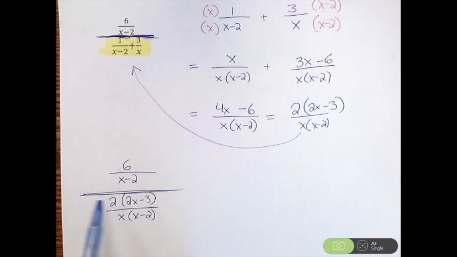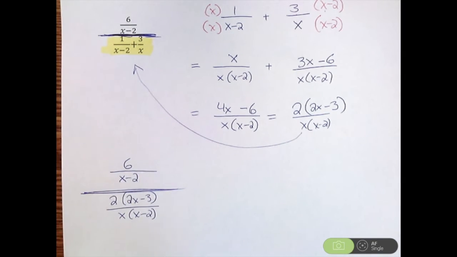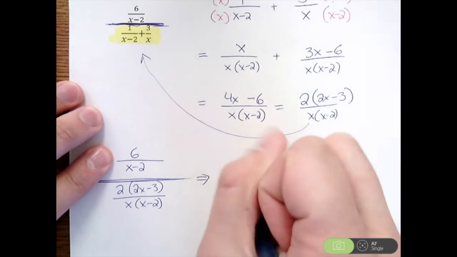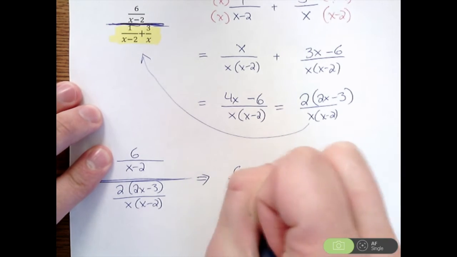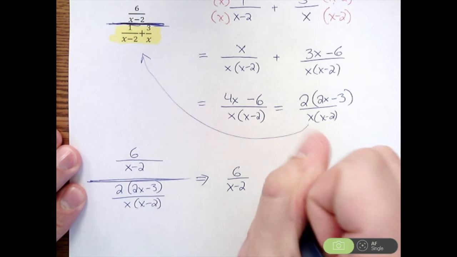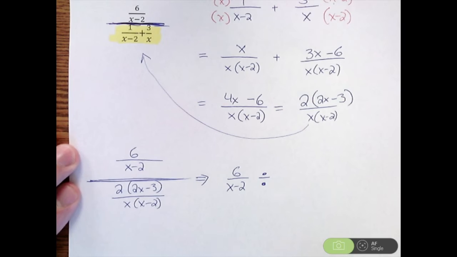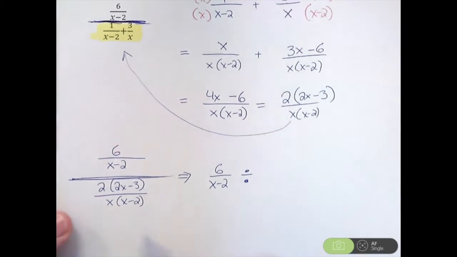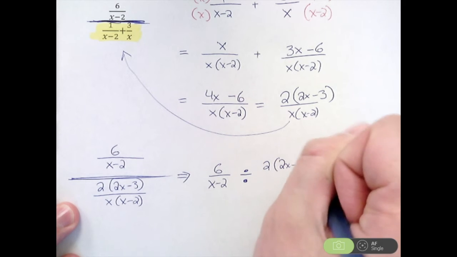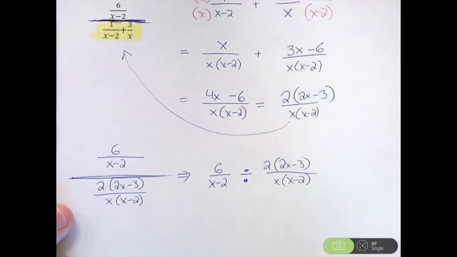So it might not be easy to see it, but I have this piece divided by that piece. So I'm going to rewrite this to something that you're a little bit more familiar with. So I have this top fraction, 6 divided by x minus 2. This giant line here, that's a division. So maybe if I wrote it like this, we could see what we need to do with it a little bit better. And we're dividing by 2x minus 3 divided by x minus 2.